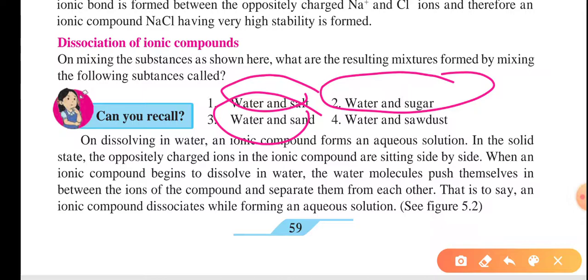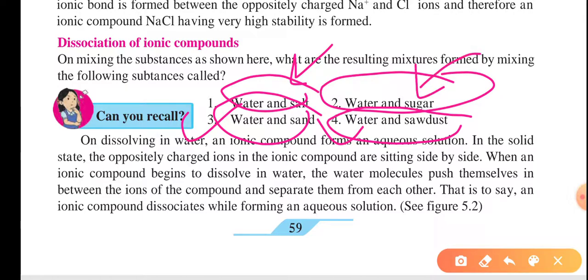Is it possible for sand to dissolve in the water? No, it's not possible, and the solution is not a uniform one. Sand just sits down in the solution. Next is water and sawdust. Sawdust means dust of grass. It will float on the surface of the water. So in the third and fourth, sawdust and sand do not dissolve in the water, and in the first and second, the salt and sugar get completely dissolved in the water.